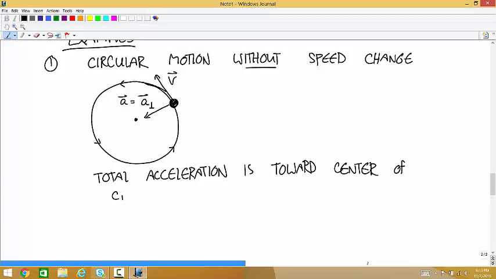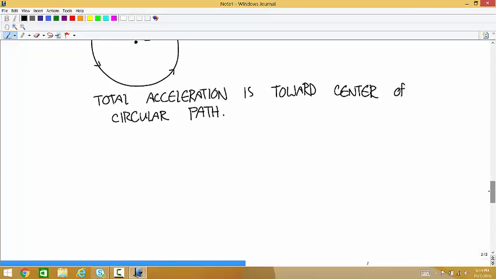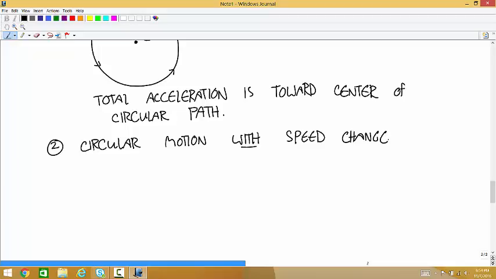Toward the center of the circular path. Then if you have circular motion with a speed change, so let's say an object's moving around that path, and it's going this way, and let's say it's slowing down.